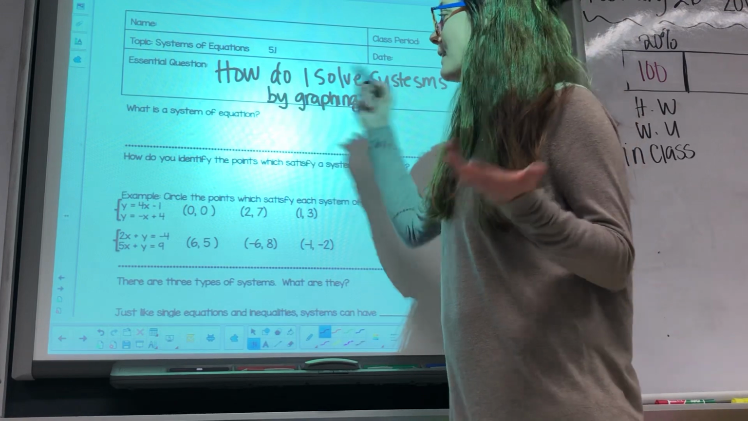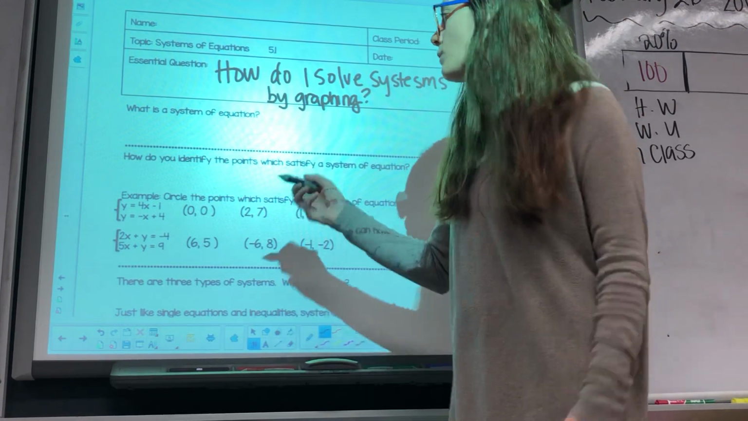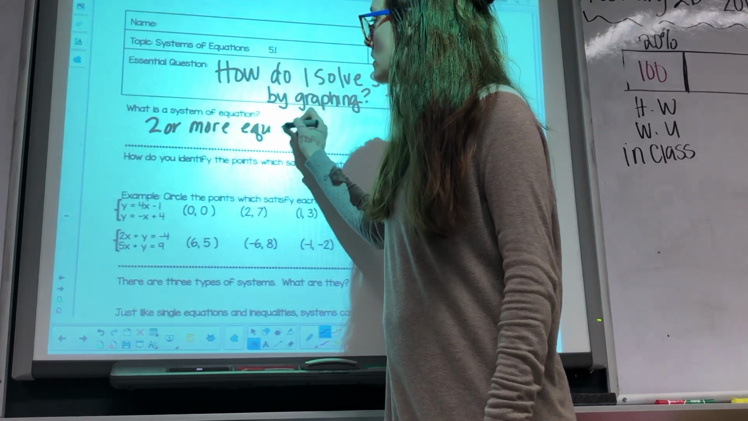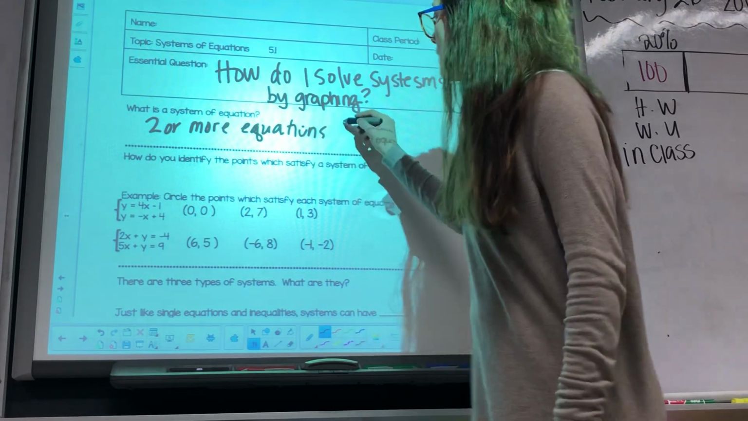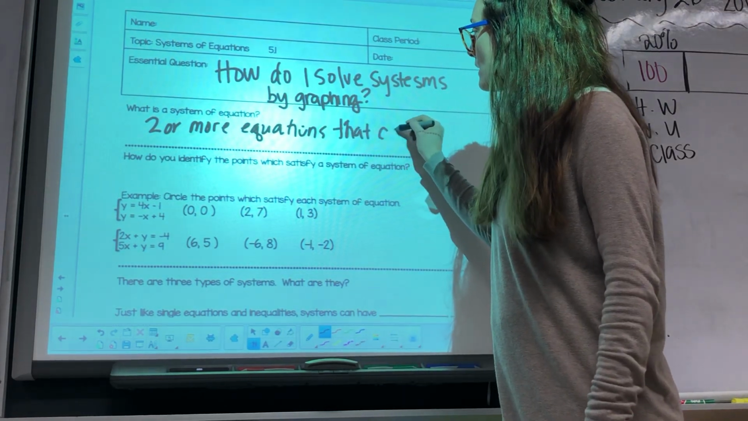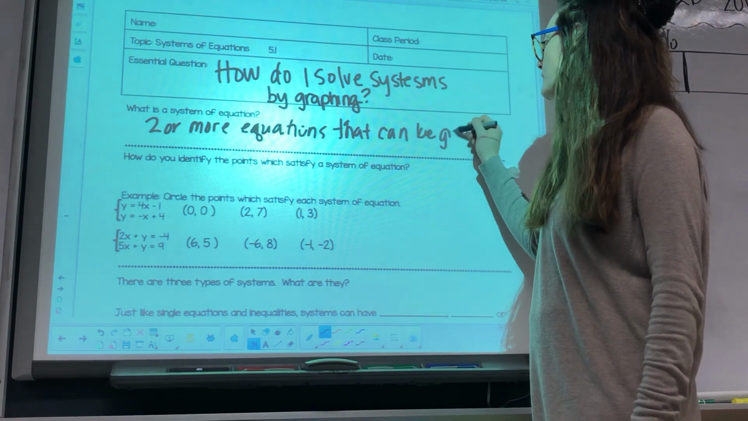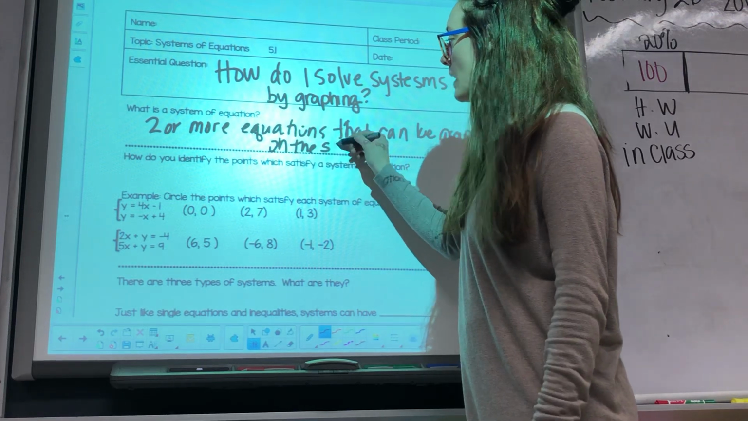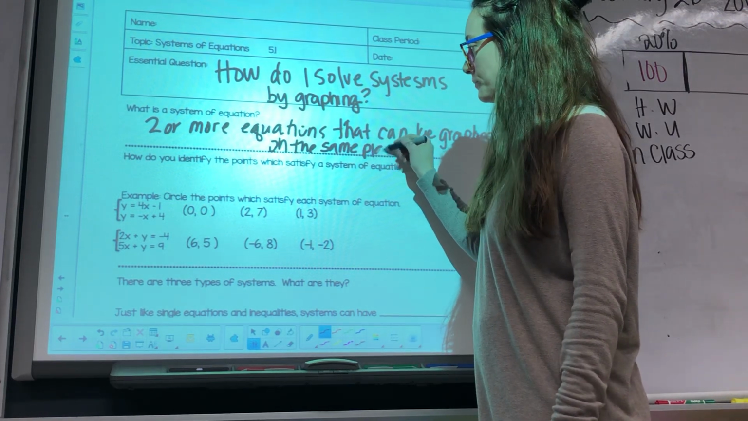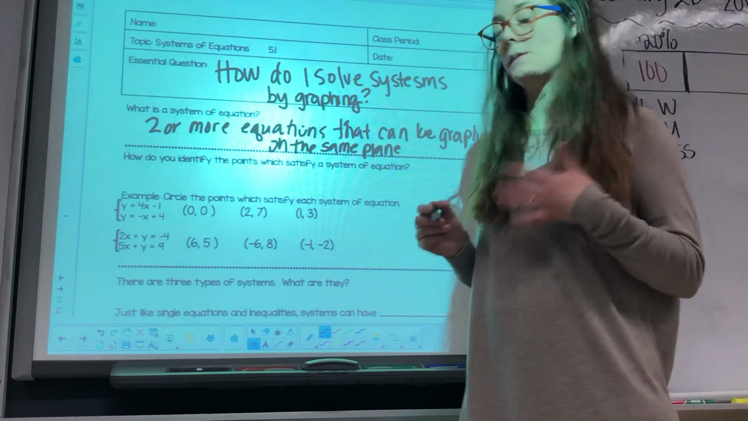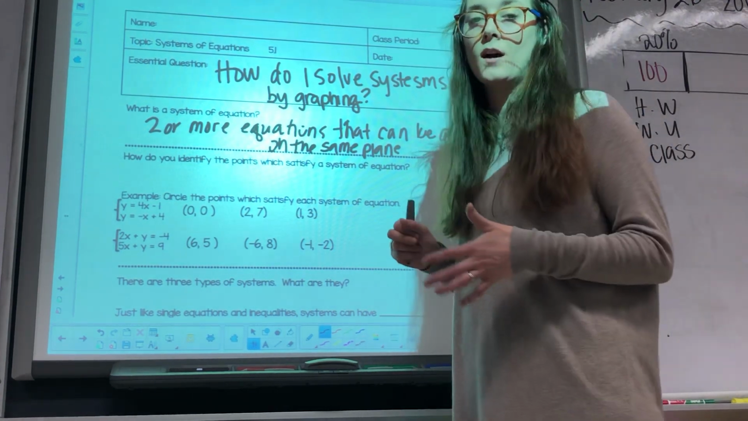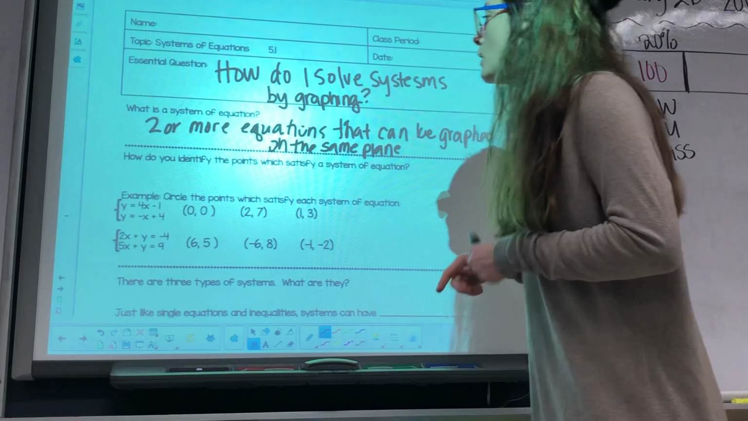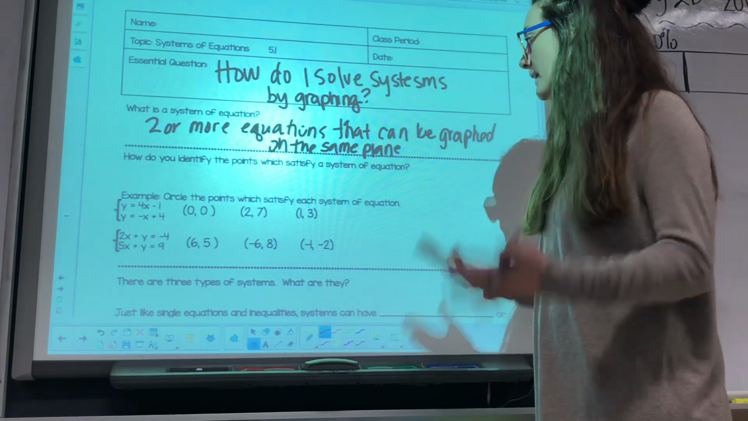So the easiest definition for what is a system of equations is two or more equations that can be graphed on the same plane. Two or more equations that can be graphed on the same plane. And remember, when we talk about plane, we're not talking about a flying plane, but it's like that coordinate grid or a coordinate plane.